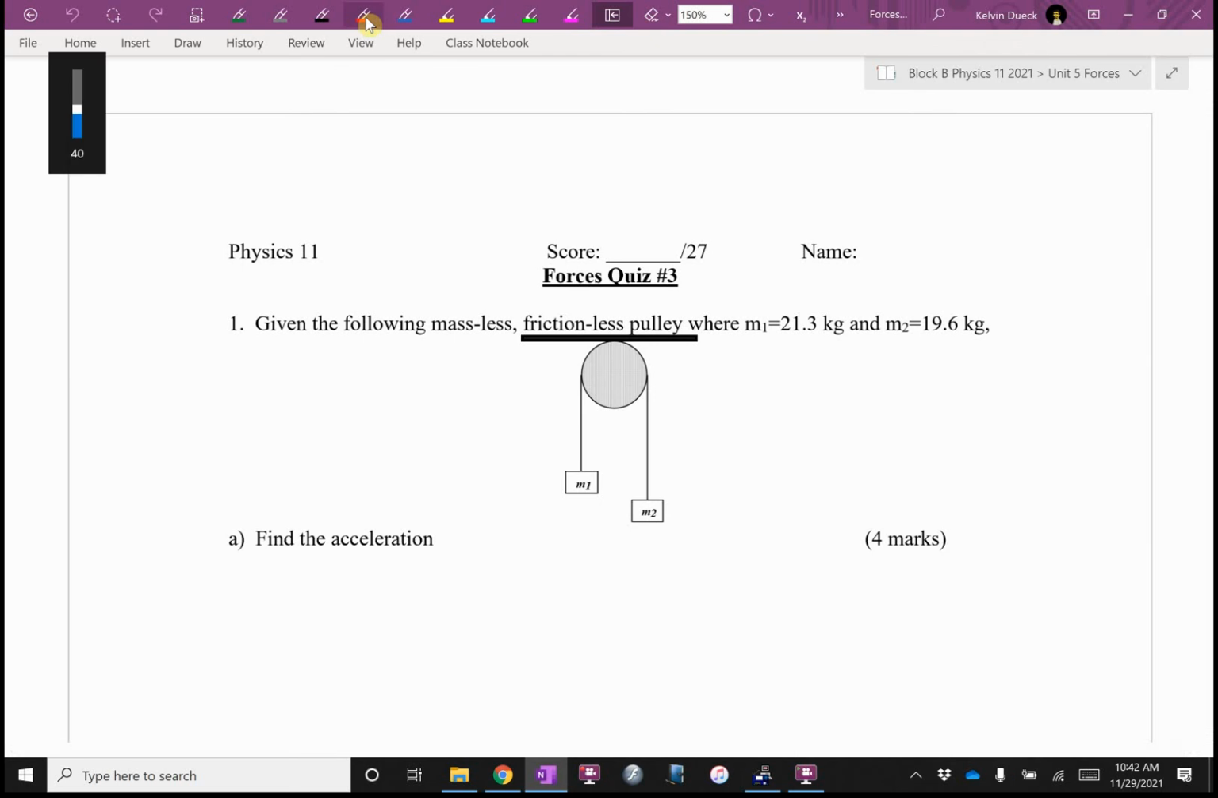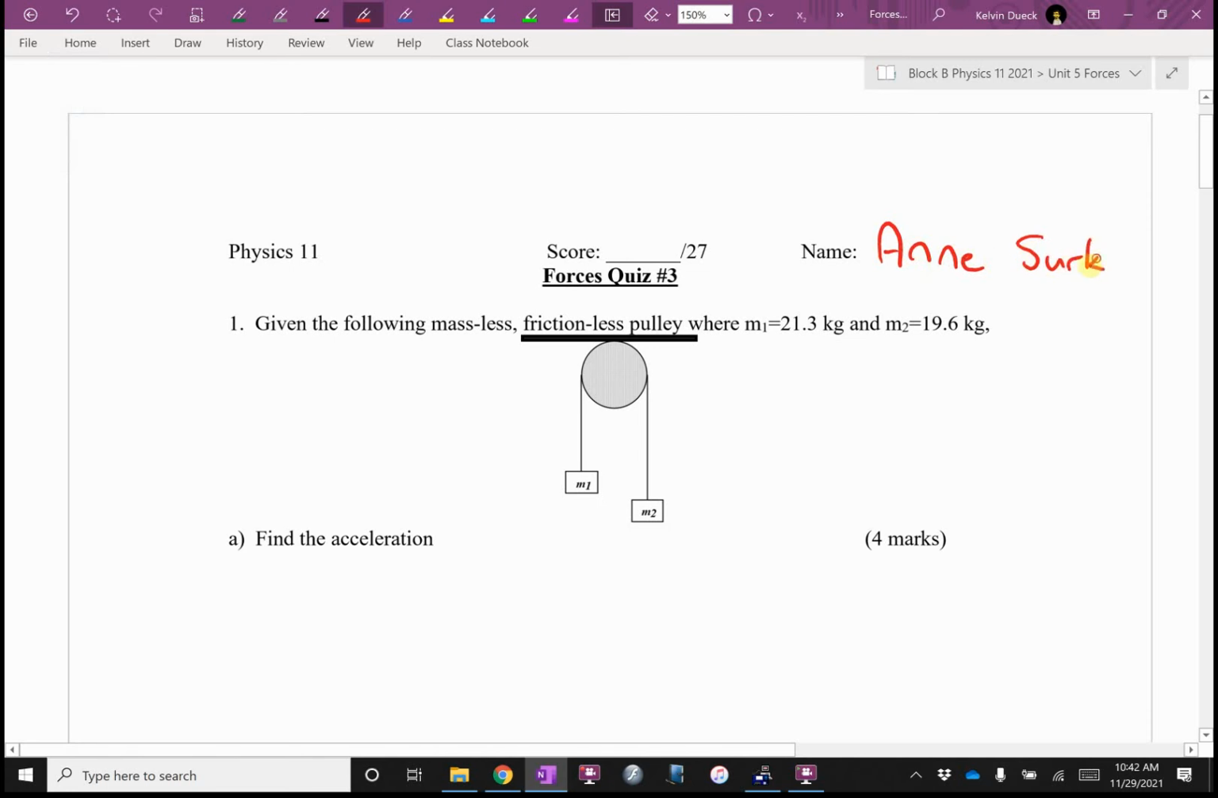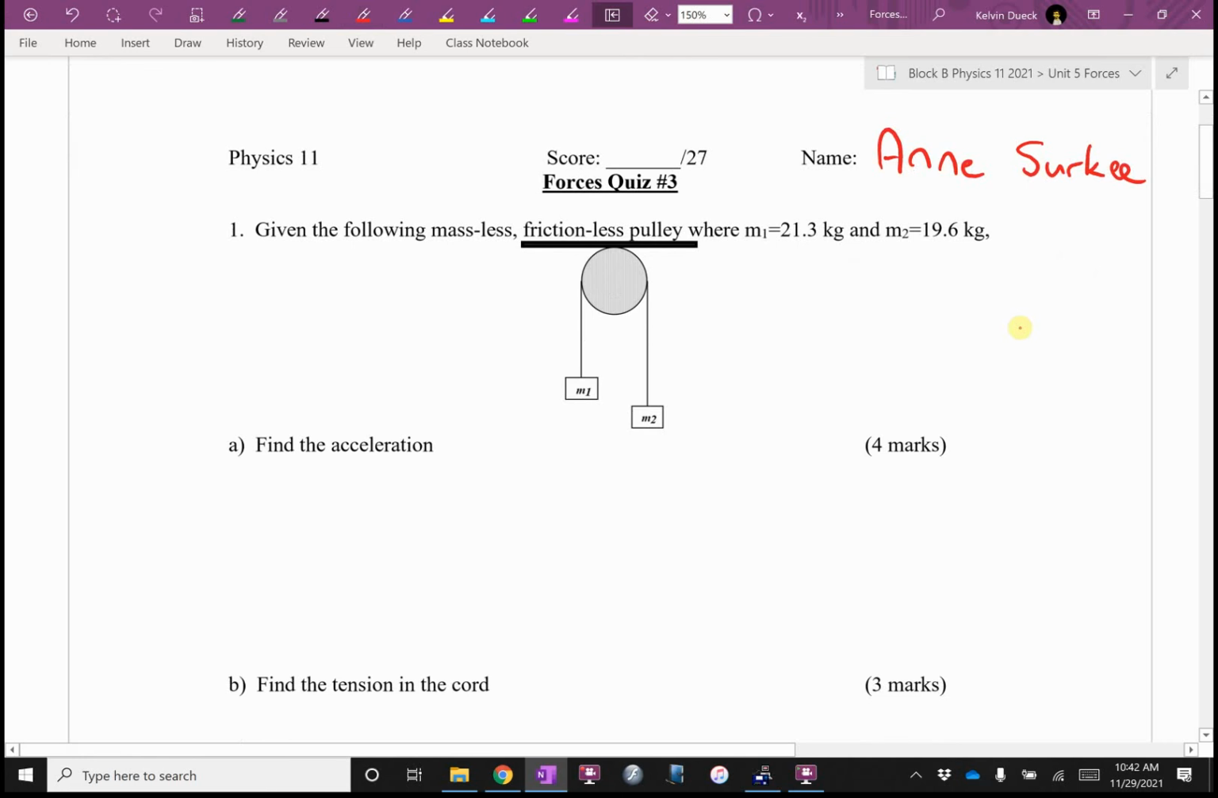Mark your own. Here we go. There's going to be an Atwood machine. Find the acceleration. This is a job for a free body diagram.